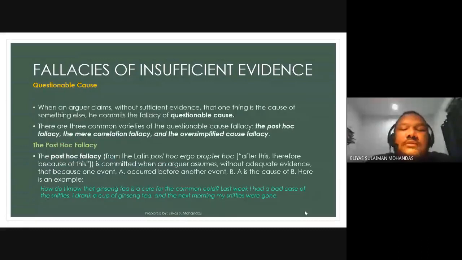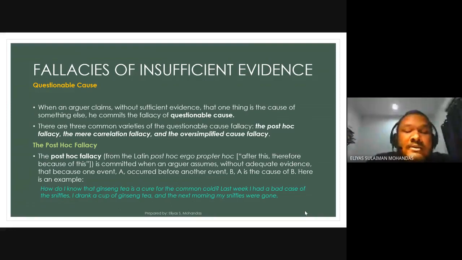Questionable cause will be the next one. When an arguer claims without sufficient evidence that one thing is the cause of something else, he commits the fallacy of questionable cause. There are three common varieties of the questionable cause fallacy: the post hoc fallacy, the mere correlation fallacy, and the oversimplified cause fallacy. Now, this type of fallacy falls under questionable cause. So let us start with the first one.